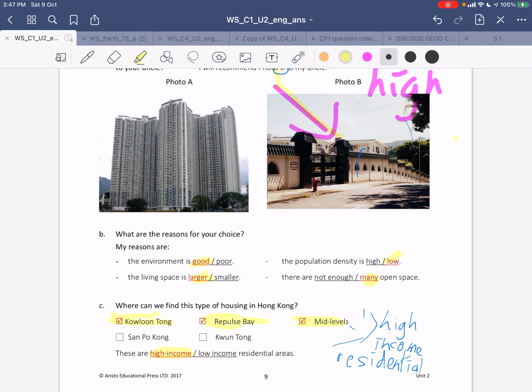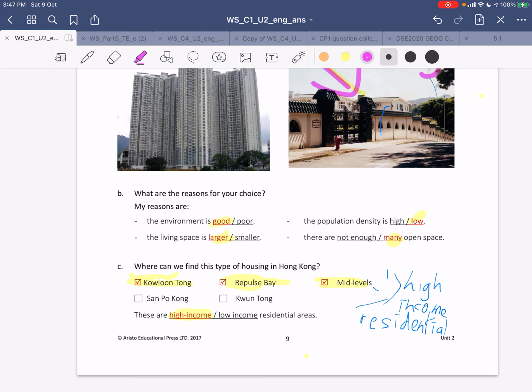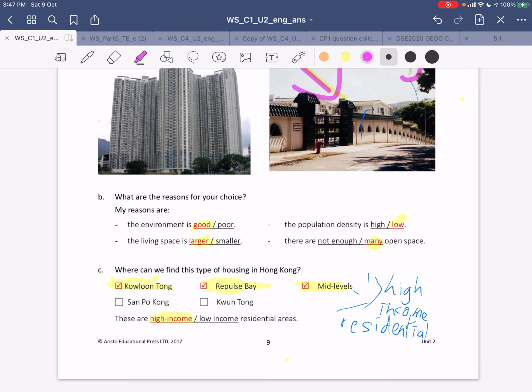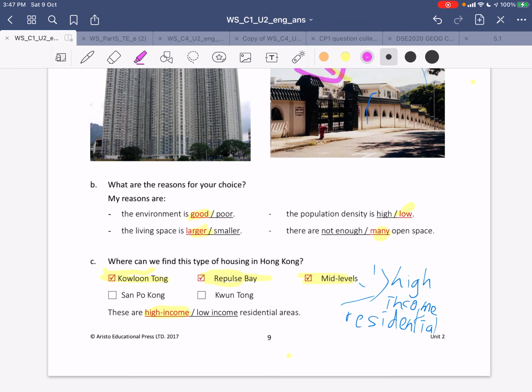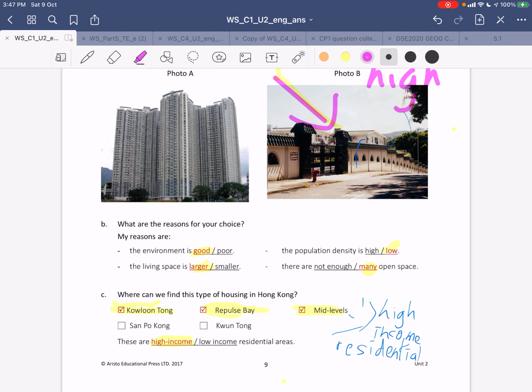How about the low income residential? Low income residential is mainly maybe public housing, maybe squatters, maybe also the old buildings in the old urban areas. So in Kowloon Tong or Repulse Bay or Mid-Levels, I don't think you will see this kind of low income residential, and it will always be like the high income residential.